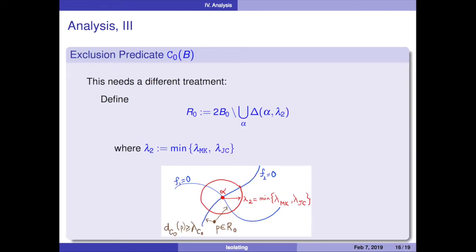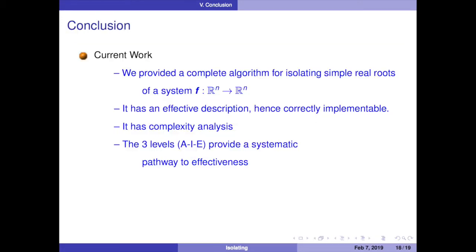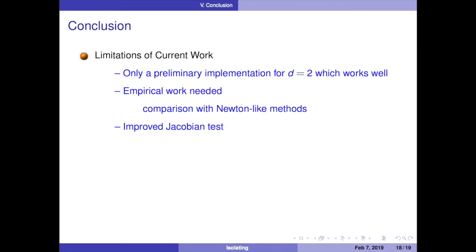And for the Jacobian test, you can do something similar. It turns out that to analyze the exclusion test, you need a different treatment, and again, you get different constants. So in conclusion, we have provided a complete algorithm for isolating simple roots. It's effective. And I think this idea of three levels of description is very useful, and hopefully will make a lot more algorithms that people have studied actually effective and implementable.